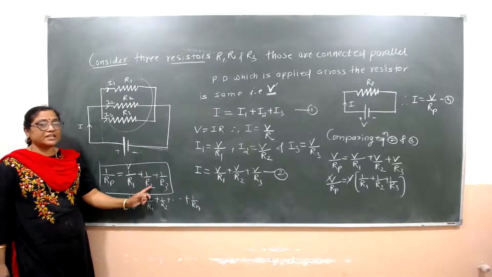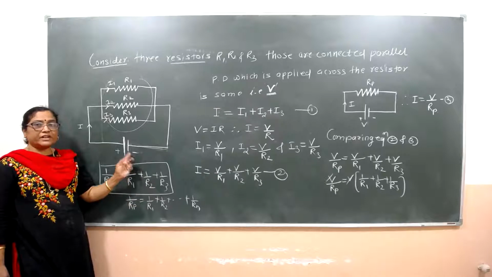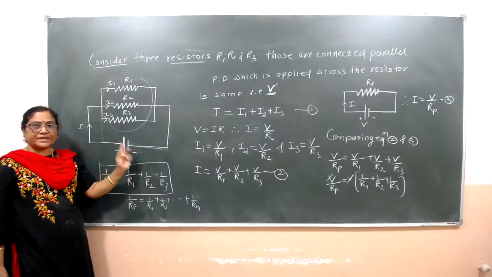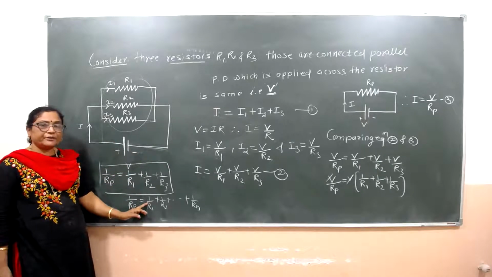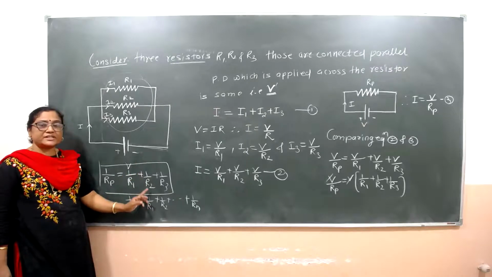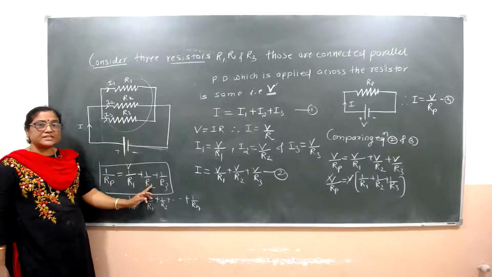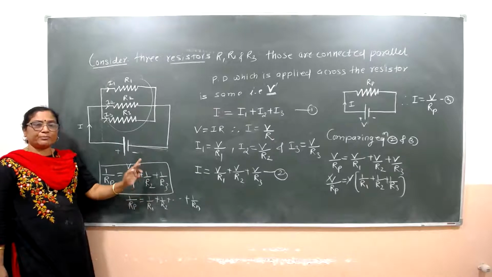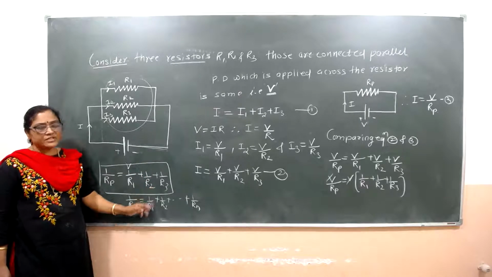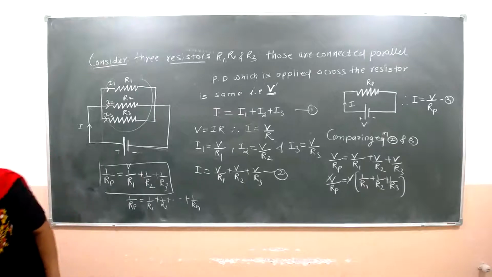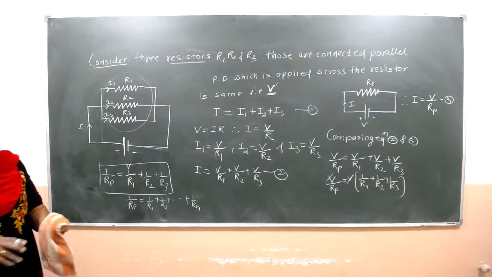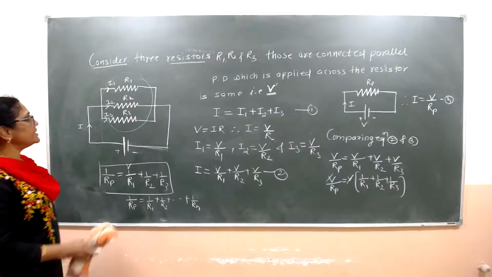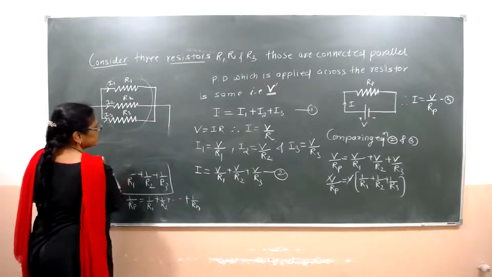Okay, what is the series formula here? Rs is equal to R1 plus R2 plus R3. What is the equivalent when a number of resistors are connected in parallel? 1 by Rp is equal to 1 by R1 plus 1 by R2 plus 1 by R3. So there are so many questions that depend on these formulas, or on the combination of the resistors.